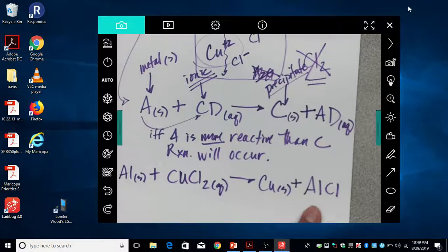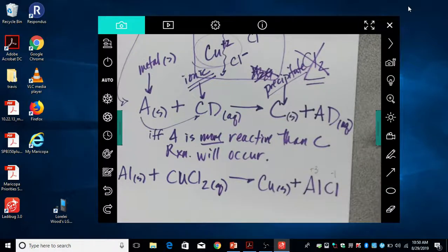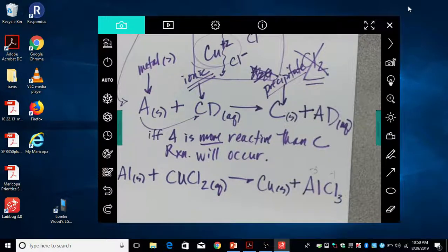So let's look at aluminum and chlorine. What's the charge on aluminum always, always? +3. Good. What's the charge on chlorine? -1. So what's the nomenclature for aluminum chloride? AlCl3. Now what would I put next to it? What symbol? (aq). All right. Very good.